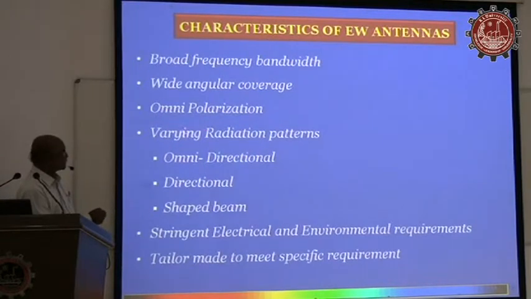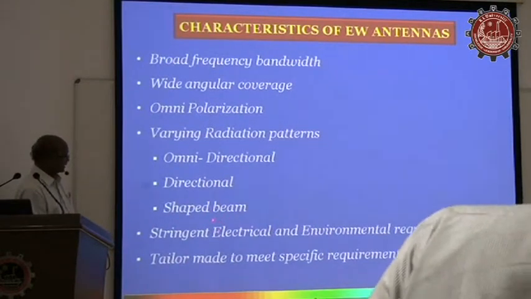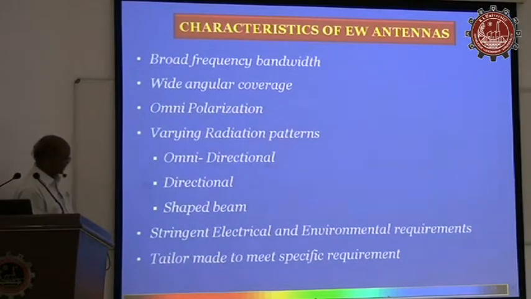Then, depending on the application, we require varying types of radiation patterns, including omnidirectional coverage. That means to meet these requirements, we need omnidirectional antennas, directional antennas, shaped beam antennas. Another thing is the antennas have to meet stringent electrical and environmental requirements. Therefore, the antennas are tailor-made to meet specific requirements.